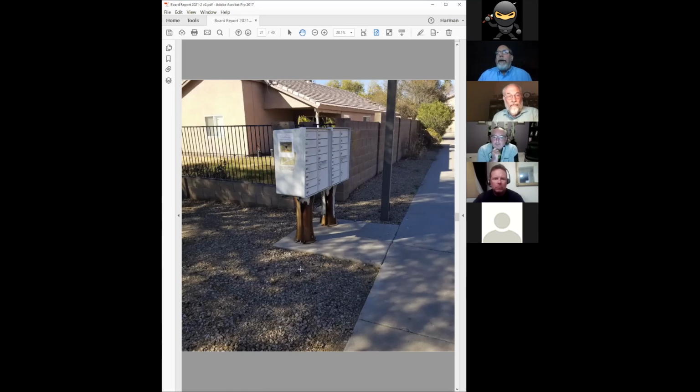Any other homeowner comment on the motion? All right, all in favor? Aye. Any opposed? Hearing none, it passes unanimously.